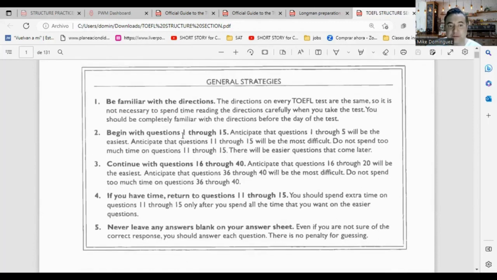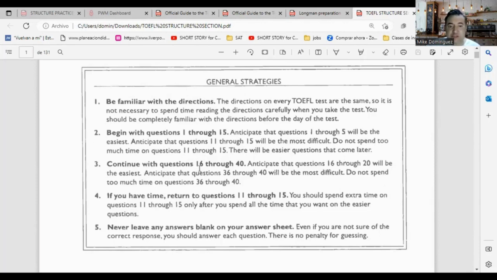Begin with questions 1 through 15. Anticipate that questions 1 to 5 will be the easiest. They are so easy that you may wonder if they are tricky questions, but they are not. So don't worry too much about the possibility of questions 1 through 5 being incorrect, because they are really easy to answer. Do not spend too much time on questions 1 through 15, because they will also be easy.